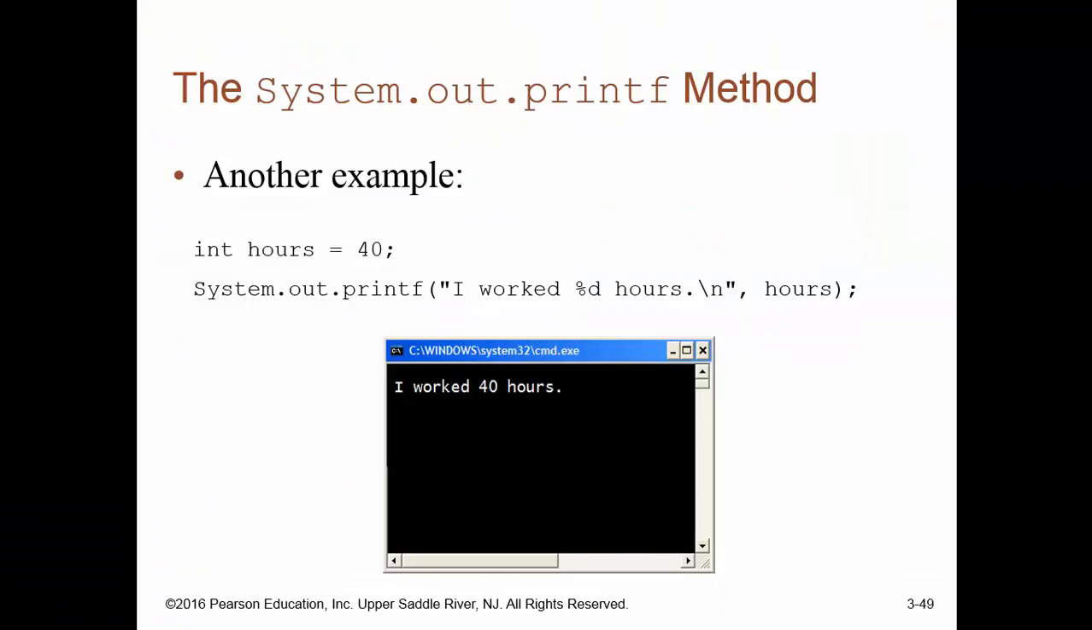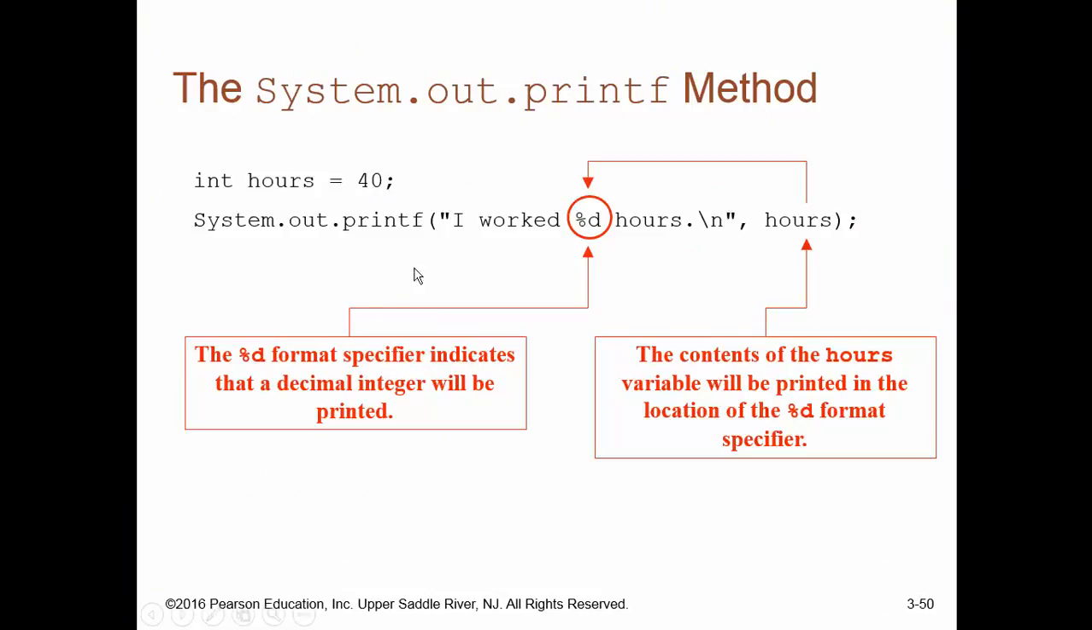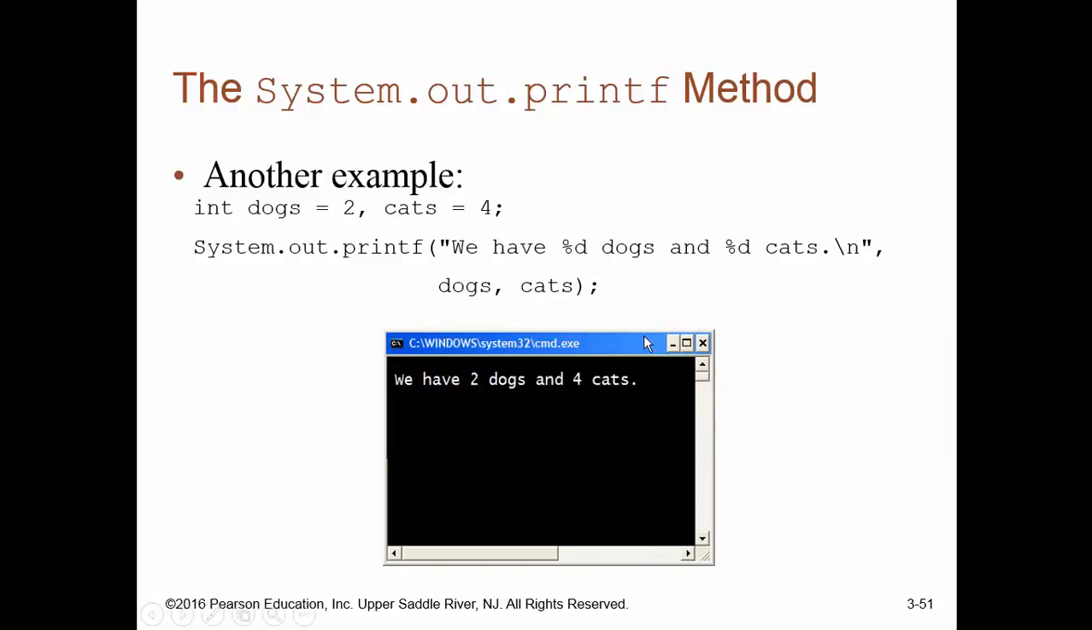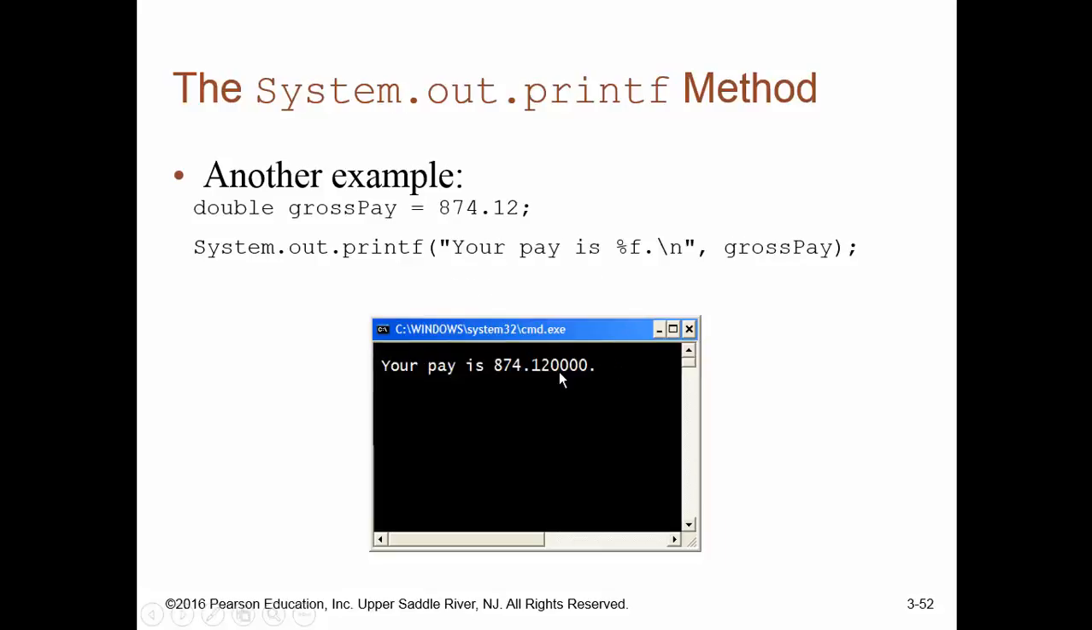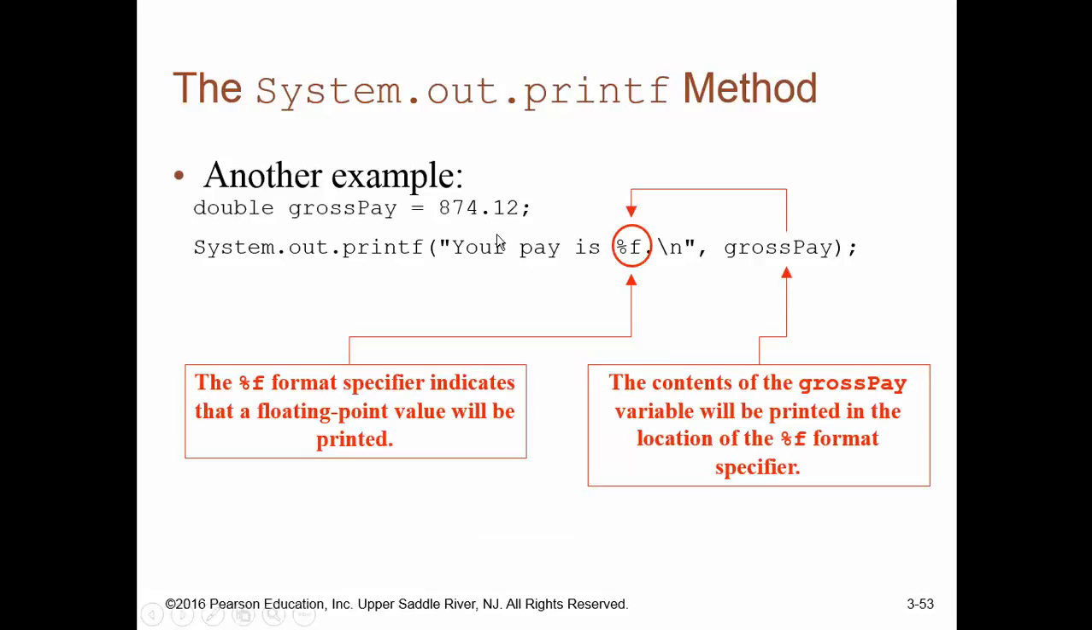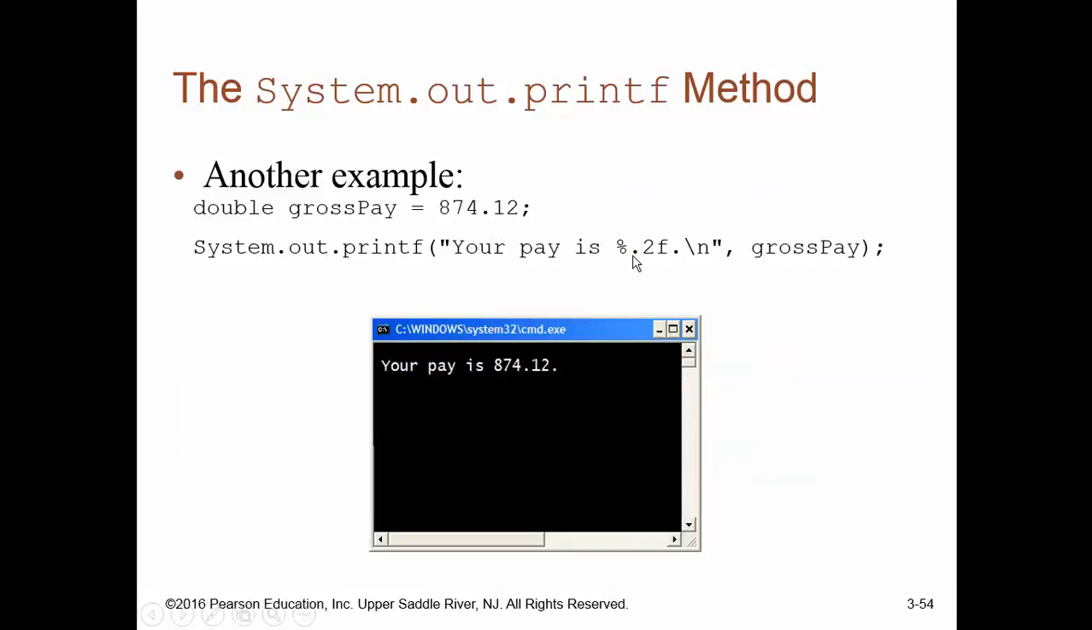All right. Again, format specifier, etc. All right. So notice here they just put %F, and it typically goes to 6 decimal places then. Well, you wouldn't want that. That's pretty ugly. So if you change it to .2F, it'll go back to 874.12. There you go.